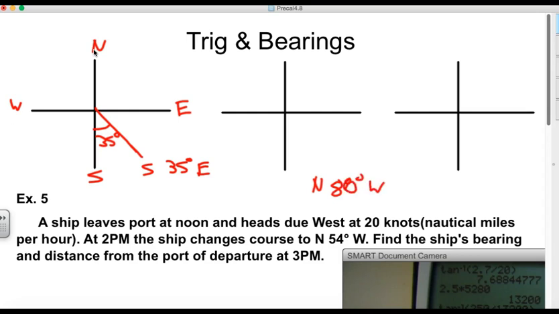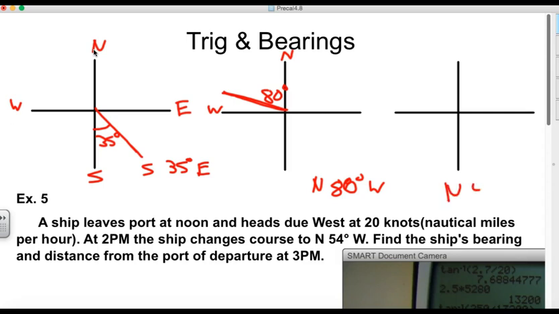So we're going to go north, right? But then we go 80 degrees west, which is almost all the way west, right? So that would be in this direction right here, because west is over here. Okay, then just one more, north 45 degrees east.